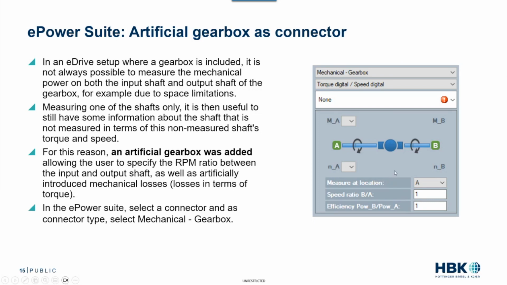So we've added this mechanical gearbox connector that can be added into the Perception ePower configuration, and you're able to tell it at which location you're measuring torque and speed, enter the speed ratio between the two sides, and any information about known losses. That way you'll have torque and speed information for the non-measured side of the gearbox available within Perception.